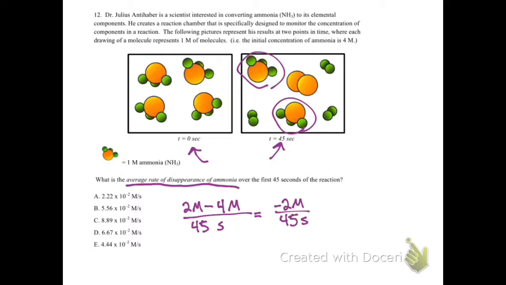And the negative sign that we have here, that's just because our change was negative. Just remember, rates are always reported as positive values. So our rate is not actually going to have a negative number in it. You just say the rate of everything is relative to if it's appearing or disappearing. So we would just say that it's 2 molar that disappeared over 45 seconds. So now let's simplify this and see what we get. This ends up being 4.44 times 10 to the negative 2 molar per second, our choice E.